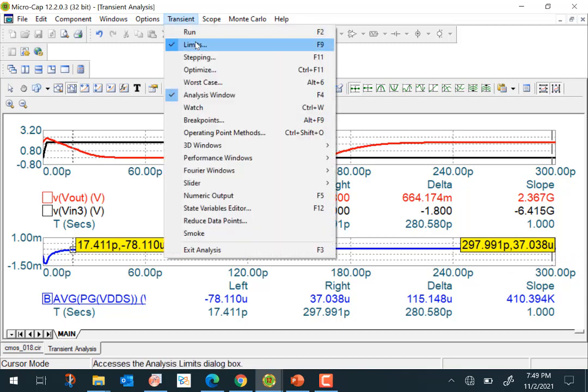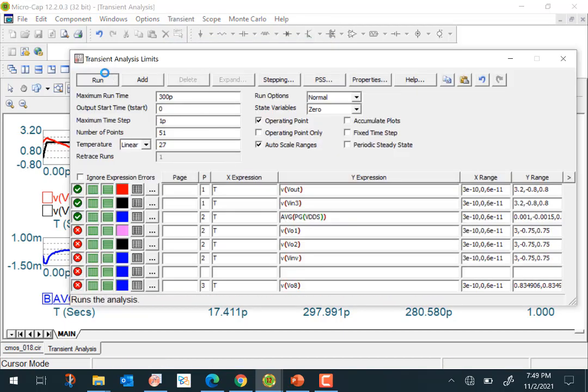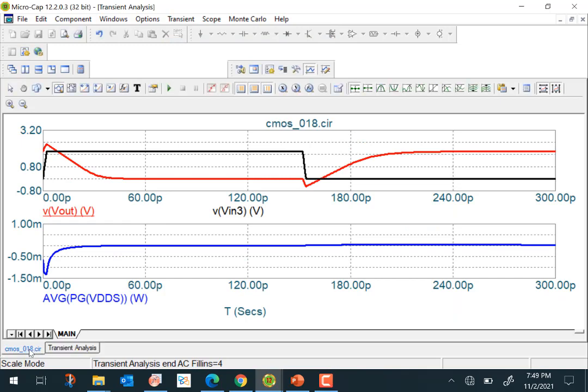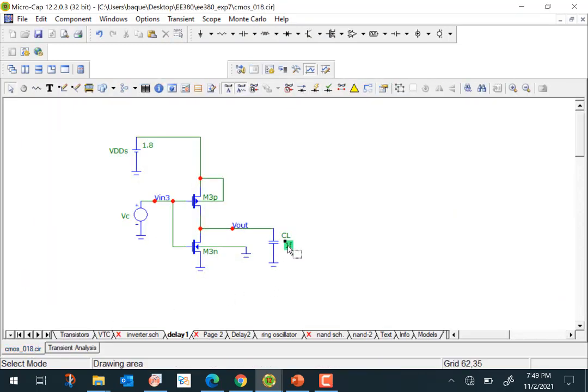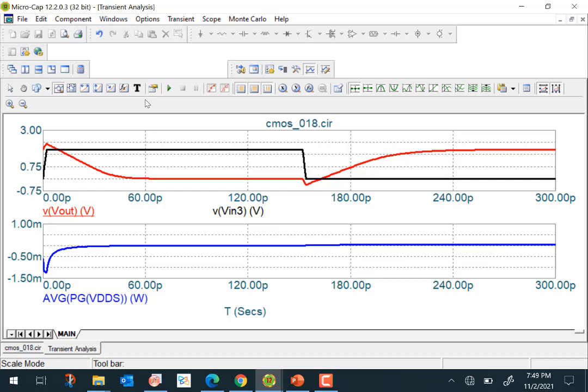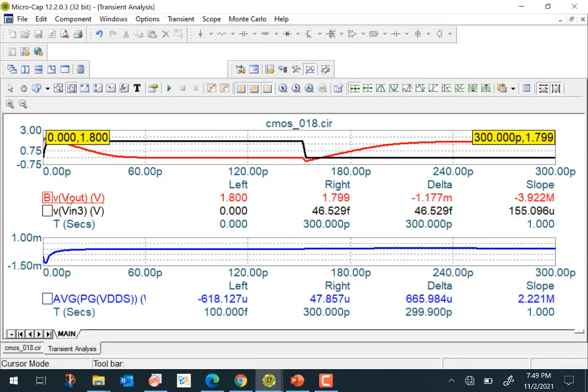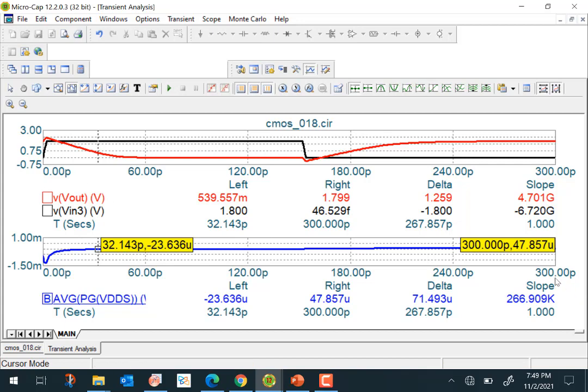Now what you can do is go back and change the load capacitor. For example, if I put 2 femtofarad, let's see what happens. Power dissipation should increase, because it mainly comes about because of the load charging. All right, so note that it has become 47 microwatts here.